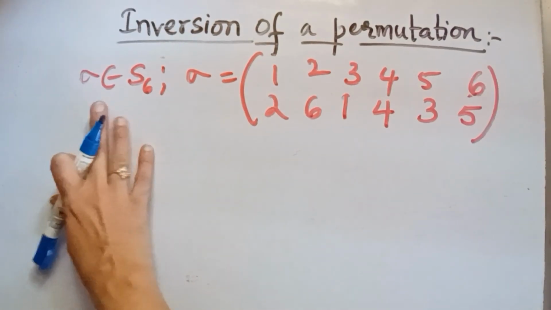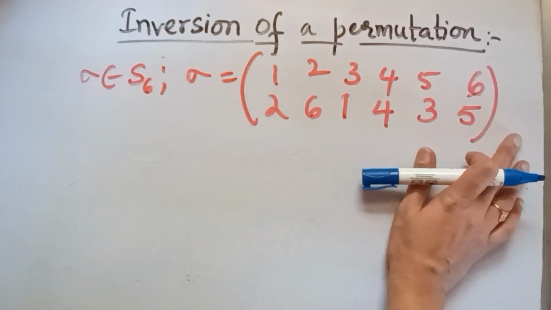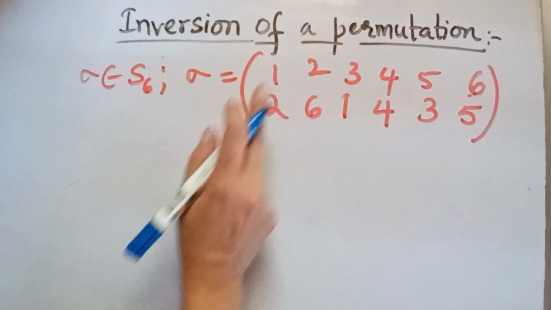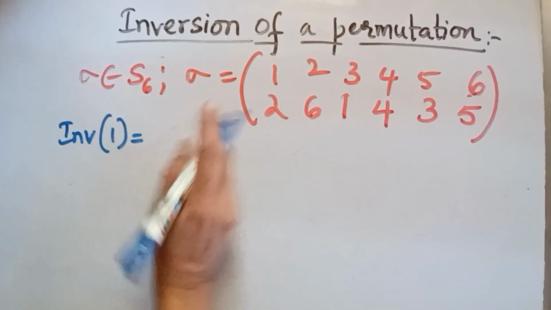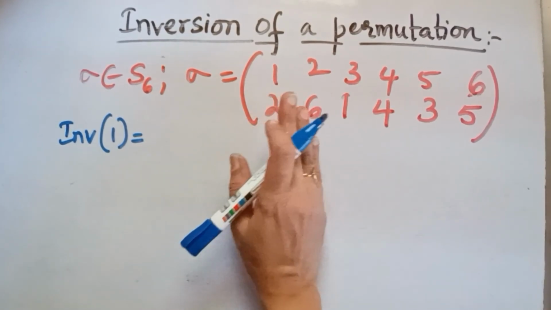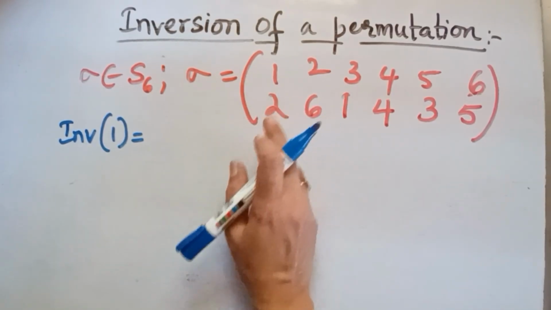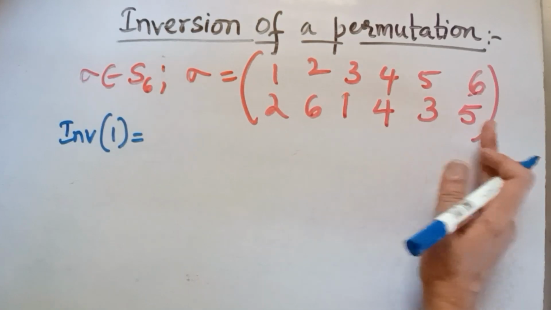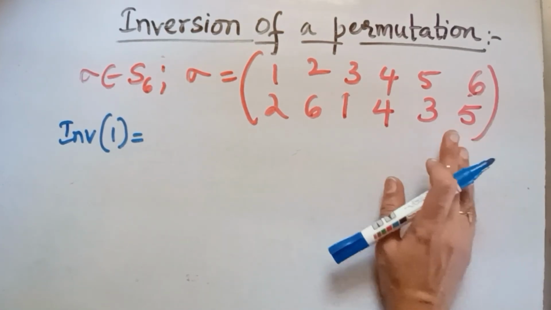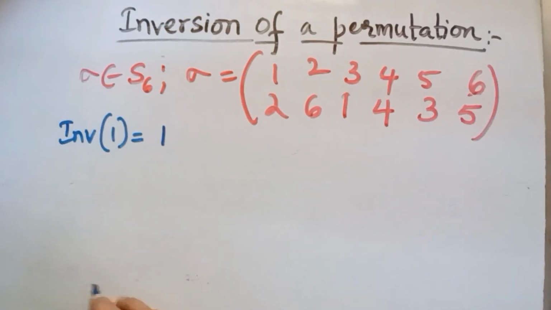See, consider a permutation sigma of S6. This is given. You have to find out inversion of each symbol first, then inversion of the permutation. Inversion of 1: you have to count the number of symbols which are less than sigma of 1. What is sigma of 1? 2. Now, to the right, how many values do you have which are less than 2? Only 1. So inversion of 1 is 1.